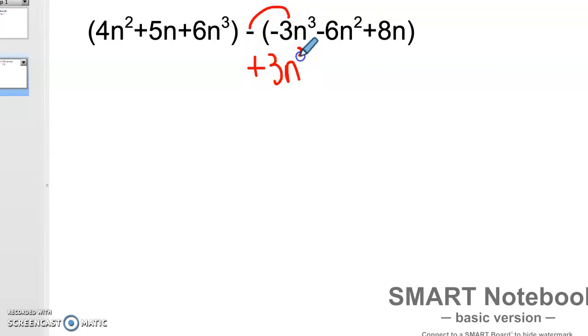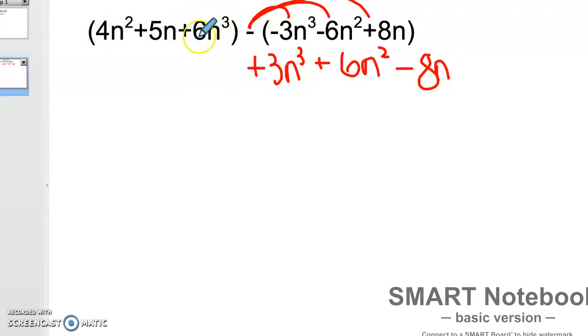And then if I distribute the negative sign to the middle term, it's -1 times -6n squared, or now positive 6n squared. And then -1 times positive 8n is going to give us a -8n. So everything just switches its signs. And then we're going to combine the first polynomial with this new sentence in red. Look for the highest degree.